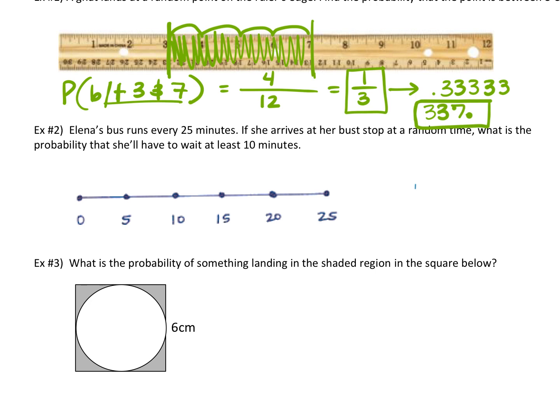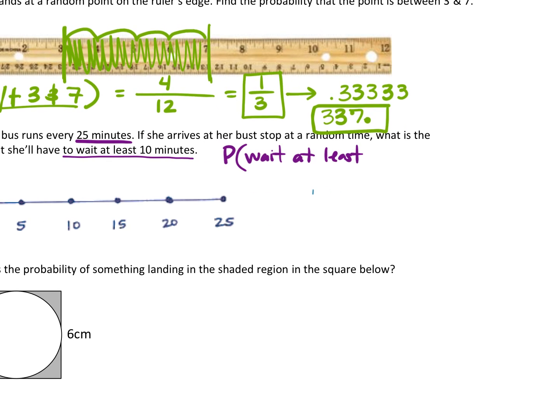It says, what is the probability? Nope, sorry, that's number 3. Elena's bus runs every 25 minutes. If she arrives at her bus stop at a random time, what's the probability she'll have to wait at least 10 minutes? Okay, so we're trying to find the probability that she will wait at least 10 minutes.